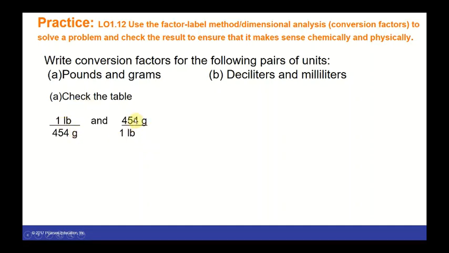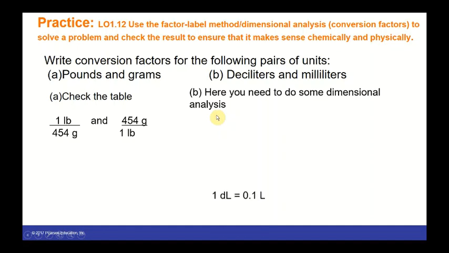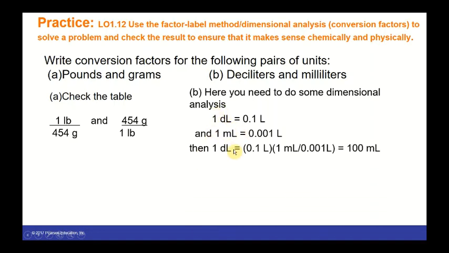This is one of the ones that you should commit to memory. To determine how many milliliters are in deciliters, you have to do a little bit of dimensional analysis using conversion units. So first, we know that deciliters are going to be 0.1 liters. And we know that 1 milliliter is 0.001 liter, or 10 to the minus 3 liters. So we can figure out what the conversion is between deciliters and milliliters by doing a calculation.